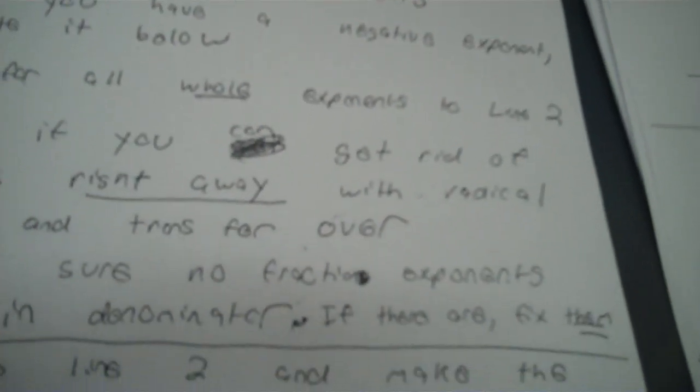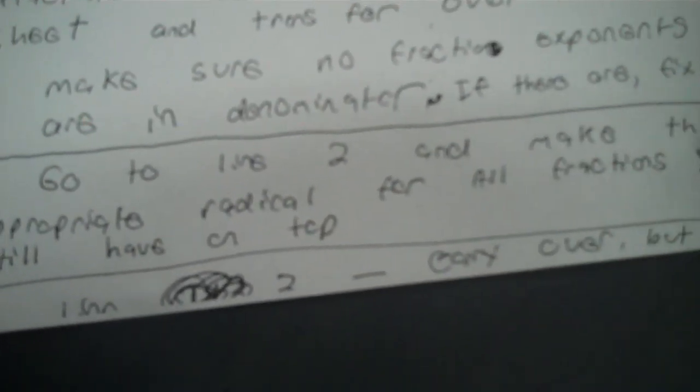Make sure there's no fractions in the denominator of the exponents. There's not, okay, because we don't want to end up with radicals in the denominator. Go to line 2, make the appropriate radical for all fractions you have on top. So I make a radical of a 15 and x to the 8th. Line 2, carry over but simplify. There ain't much I can simplify. Okay, you just got the 15th root of x to the 8th.